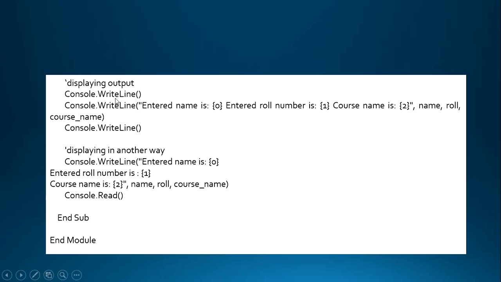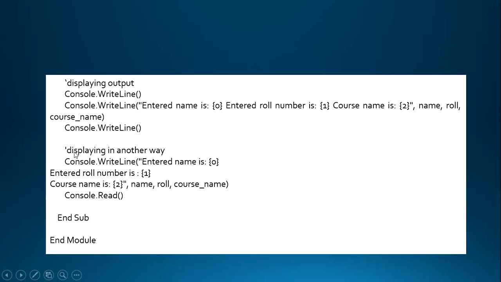Continuing the program, now we display the output. We give a single blank line before the output to be displayed. Here is the main display line: we display it as entered name is, this is the first argument, entered roll number is this, second argument, course name is this, third argument. So the three arguments are name, role and course name, and these three arguments will be printed using this command. After this we give another blank line.